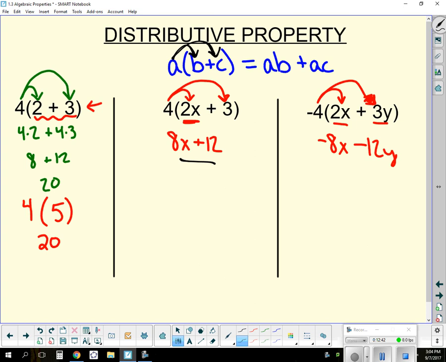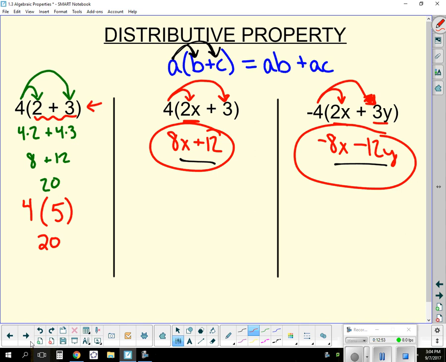In these two, you have unlike terms. This has an x, this doesn't, so you cannot combine, you'd be done. And over here, this has an x, this has a y. Those are not like terms. You would be done there as well.